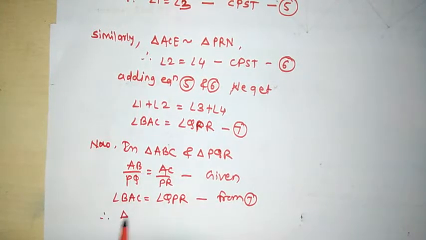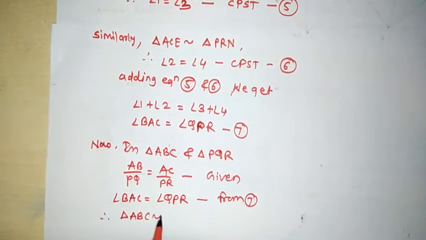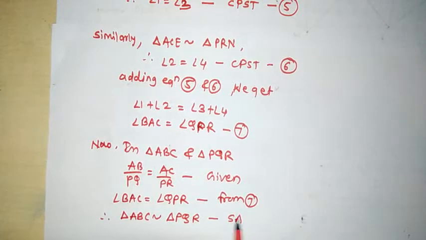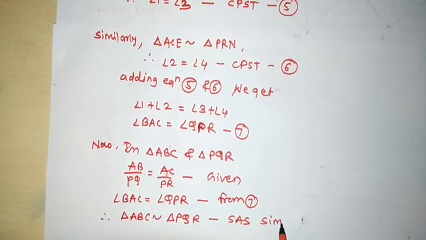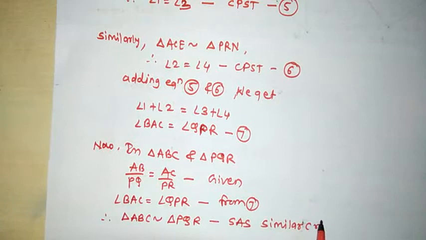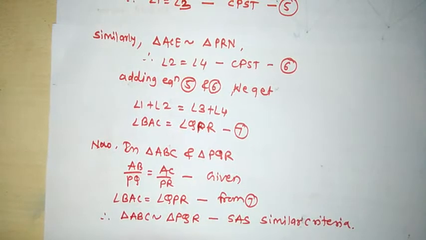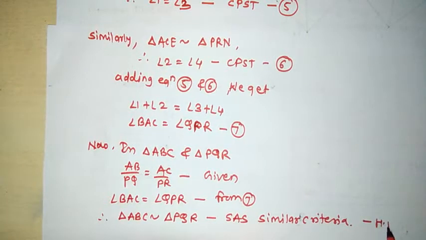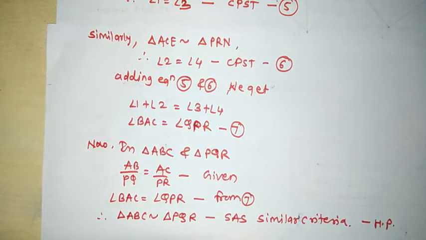Therefore, triangle ABC is similar to triangle PQR by which rule? By SAS similarity criteria. Hence proved. This much only we have to prove here. We got the proof. Copy down this.